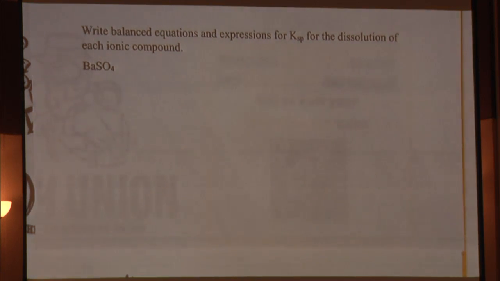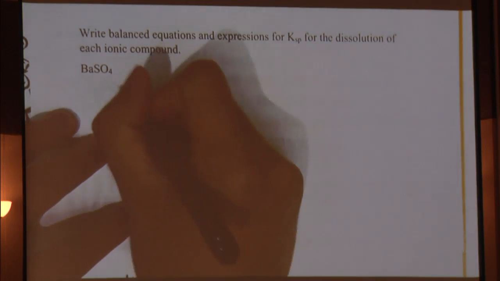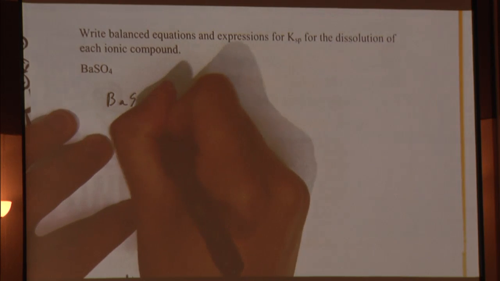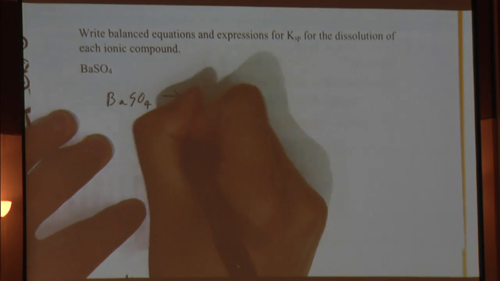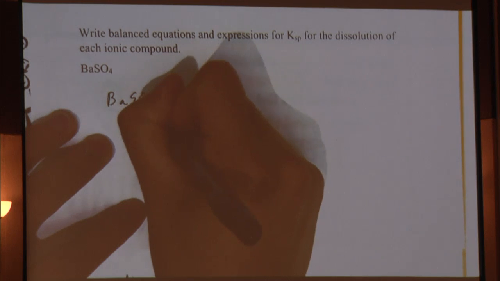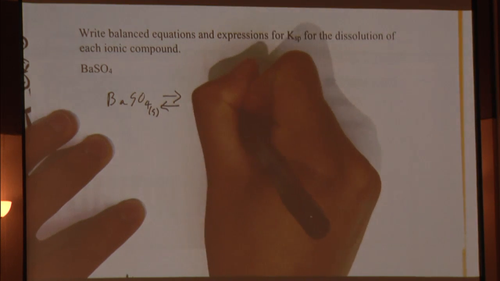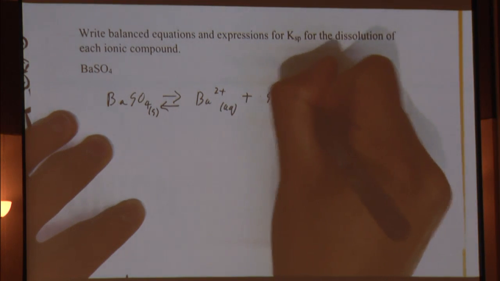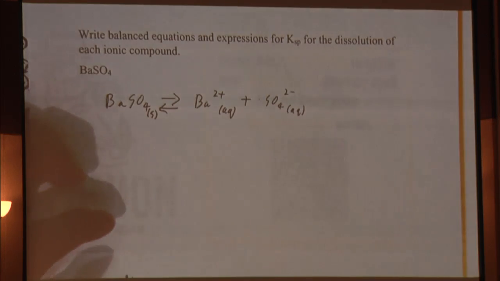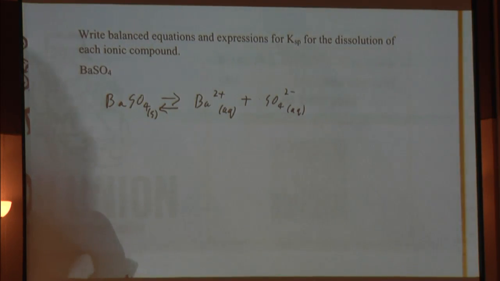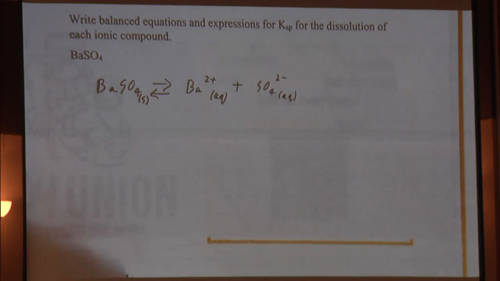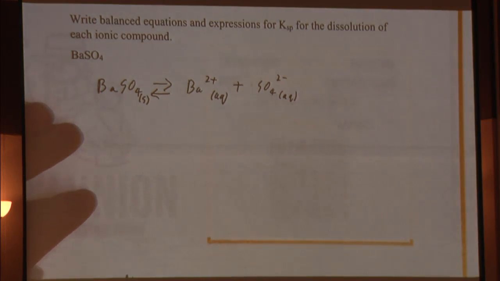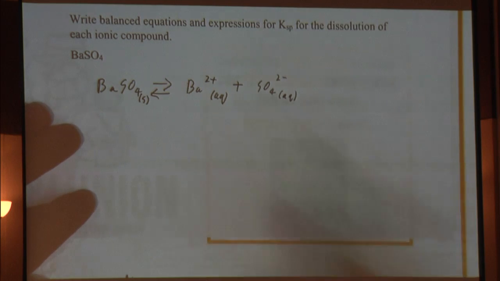This next example has us writing the KSP for the dissolution of each ionic compound. In this case, we just have one. So, barium sulfate, this can dissociate into a barium ion and a sulfate ion. And so here we can just write our KSP directly.